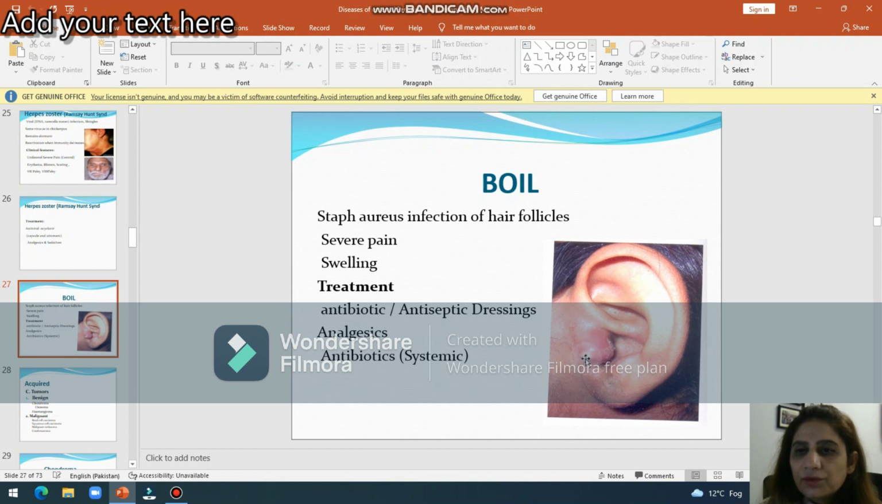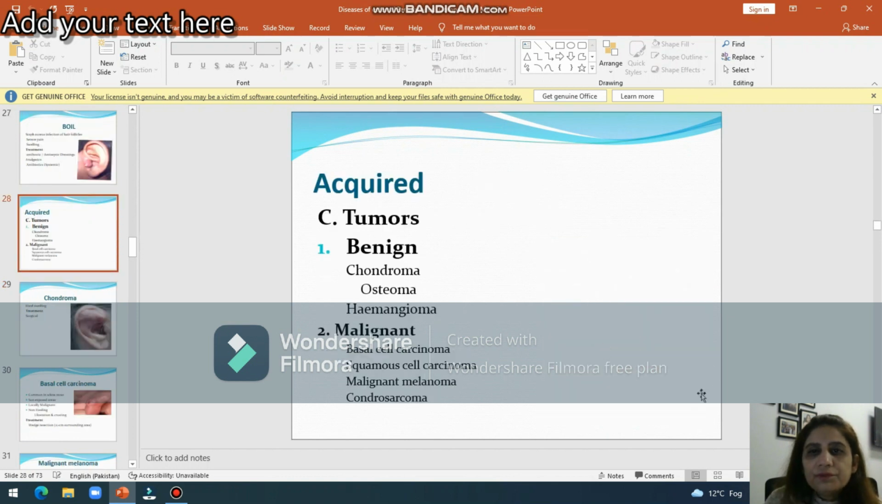analgesics to relieve the pain of the patient, and to reduce the inflammation by thermolytic dressing and an antibiotic that is effective against Staph aureus, because Staph aureus is a beta-lactamase producing bacteria. So we will give a combination of amoxicillin along with clavulanic acid. Tumors of the pinna and external auditory canal, we will discuss with the tumors of the external auditory canal.